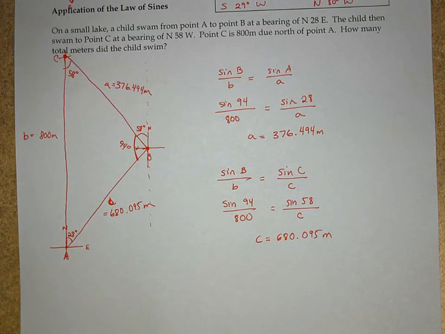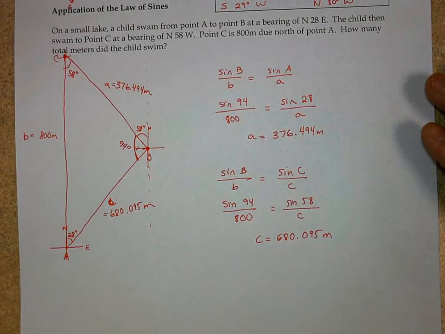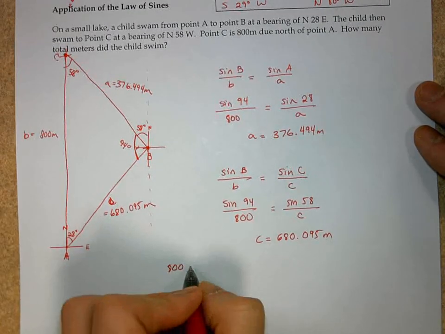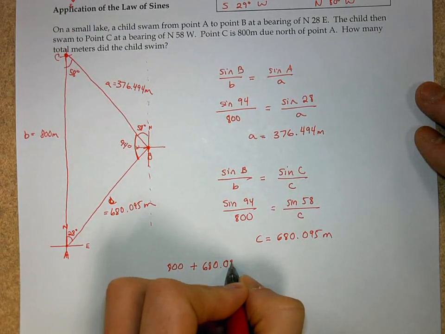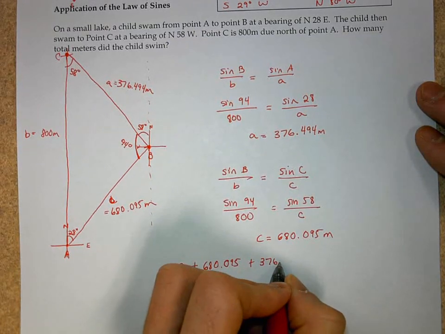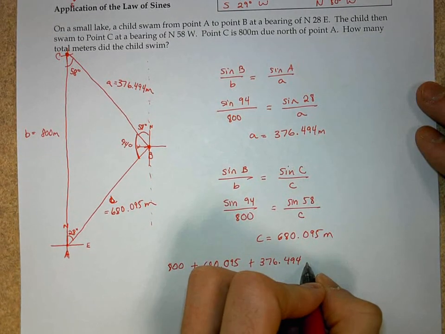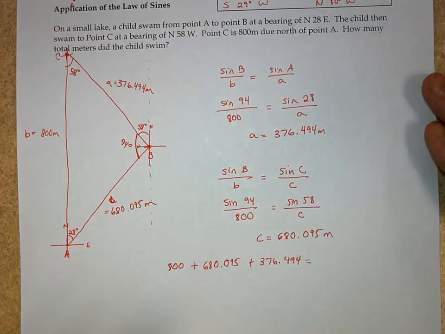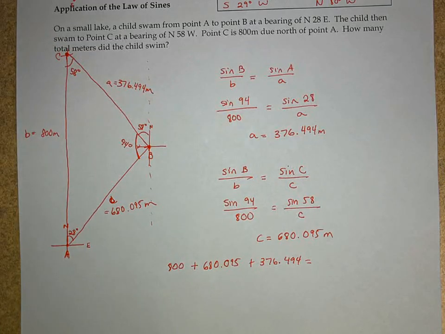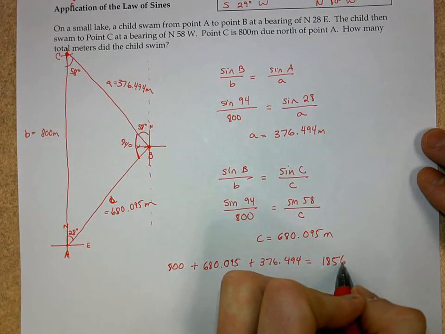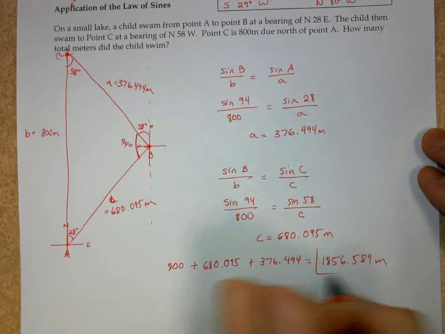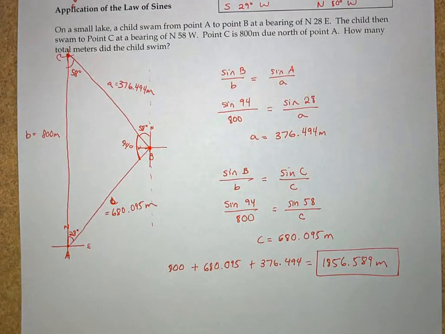And then finally, to figure out how many total meters the child swam, we'll add all those together. 800 plus 680.095 plus 376.494. And we get that he swam 1,856.589 meters.